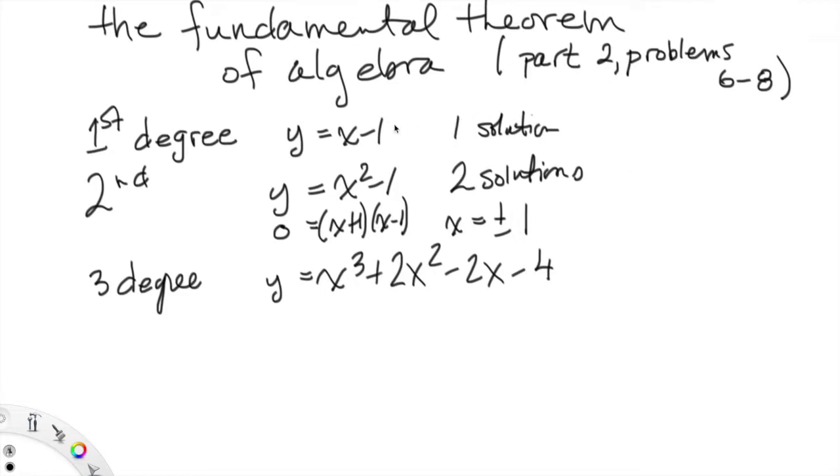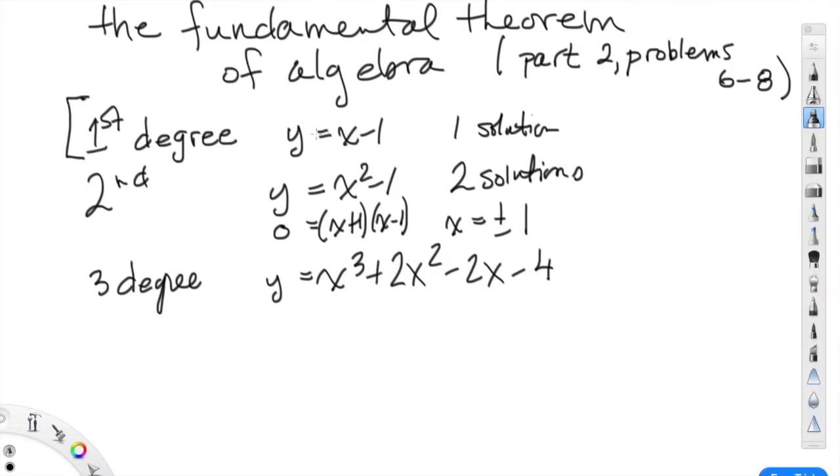Basically what the fundamental theorem of algebra says is that for every degree in an equation there is a solution. For a first degree equation, y equals x to the first minus 1, there's going to be one solution. That solution would be (1, 0), which is x equals 1. A second degree equation like y equals x squared minus 1 will have two solutions. If you factor this one, you get x plus 1 and x minus 1. Those are the two zeros of that function, the two solutions.